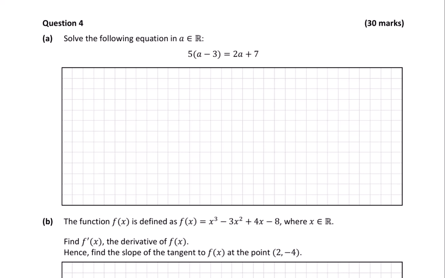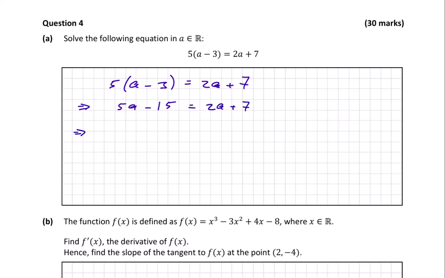Solve the following equation. 5a minus 3 is equal to 2a plus 7. Okay, so let's just write that down. So we have 5 times a minus 3 is equal to 2a plus 7. Multiply them out. So 5 times a is 5a. 5 times minus 3 is minus 15. And that's 2a plus 7 on the right-hand side.